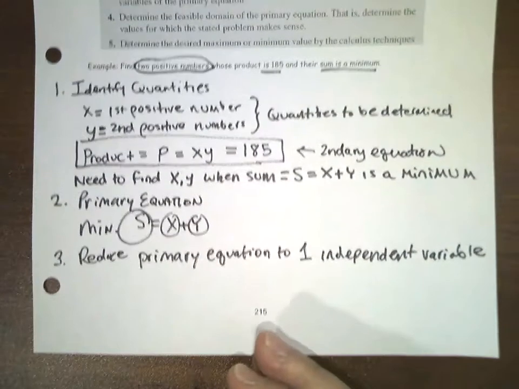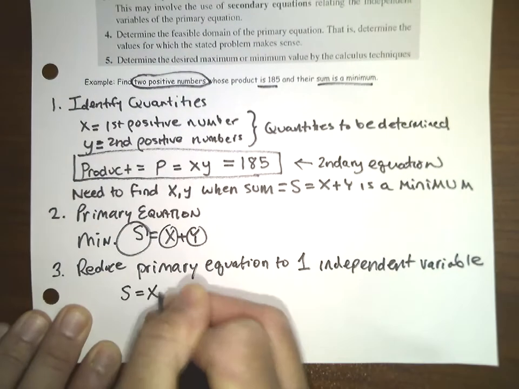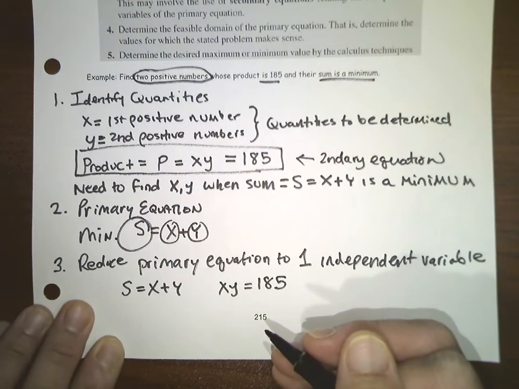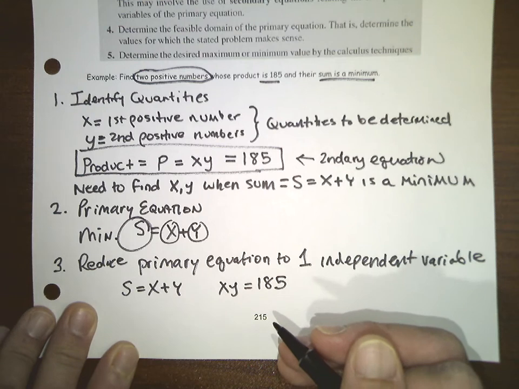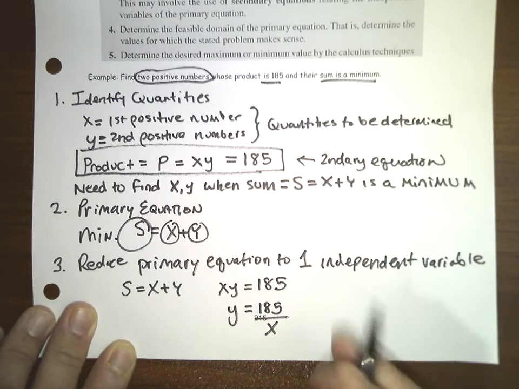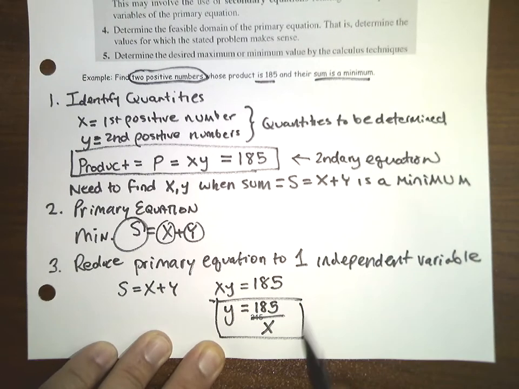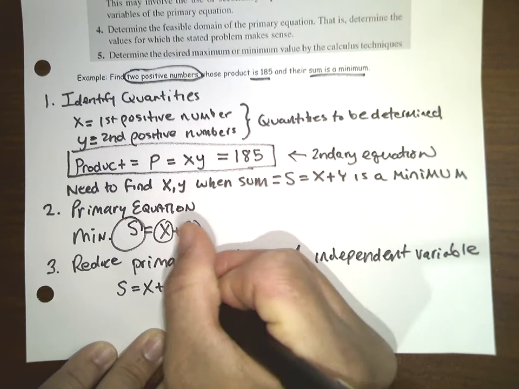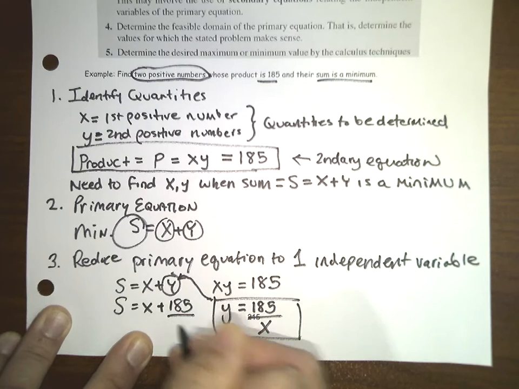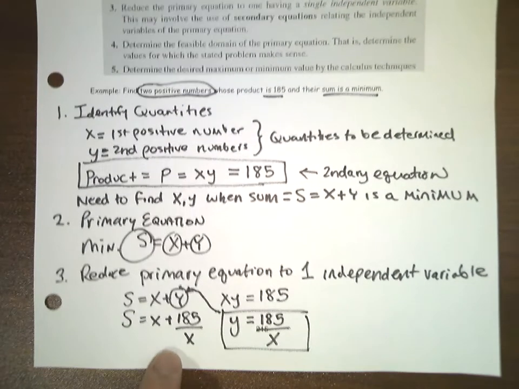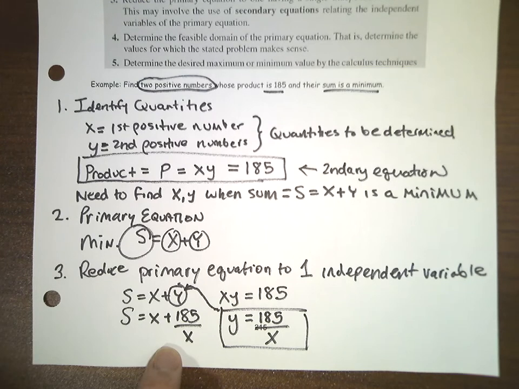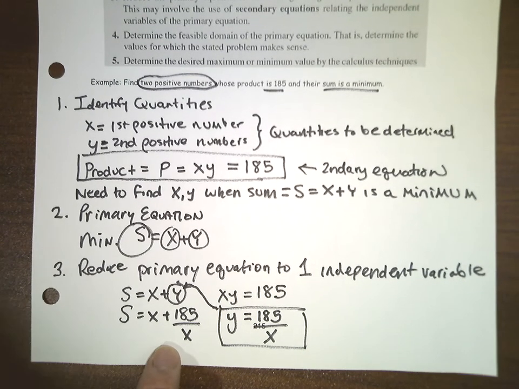All right, so now here we go. We have s equals x plus y, and xy equals 185. It doesn't matter whether you solve this equation for x or y. It just needs to be in terms of one of the variables. So y is equal to 185 over x when I divide by x on each side. Then I'll take that result and substitute it in for this y over here. So s is equal to x plus 185 over x. Now the primary equation is in terms of just x's, one independent variable.